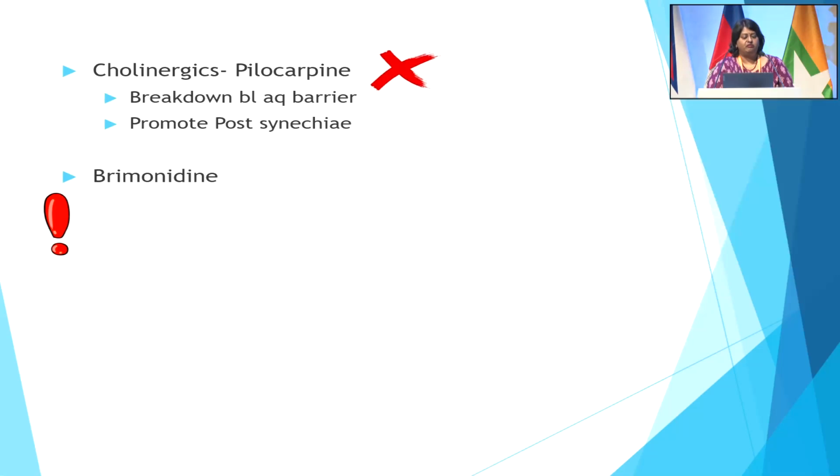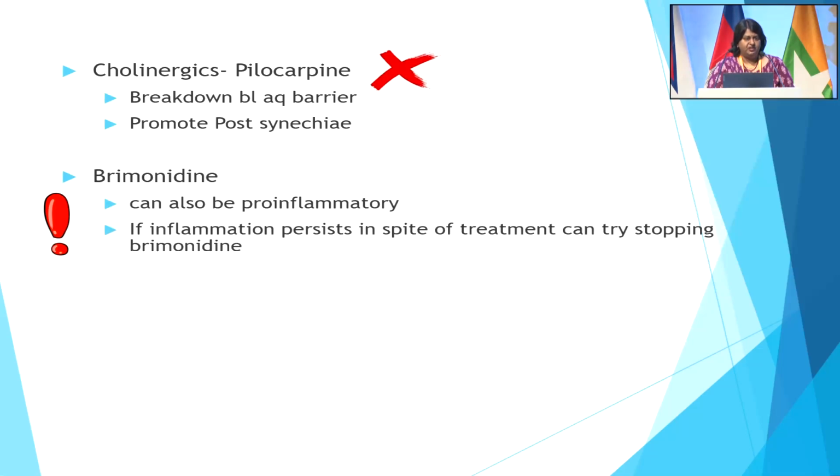Brimonidine is also found to be pro-inflammatory. So if you have inflammation going on in spite of appropriate treatment, and the patient is on brimonidine, you can suspect brimonidine being pro-inflammatory in that patient and can stop brimonidine. Usually, patients with this pro-inflammatory action to brimonidine also have surface issues. So that will be a clue.